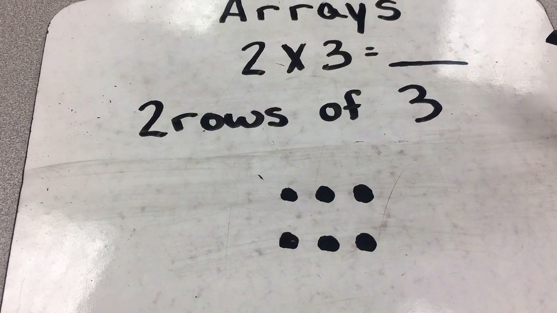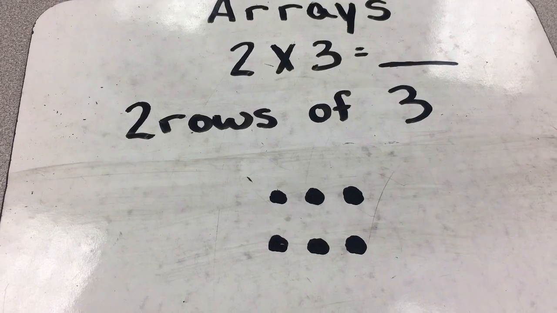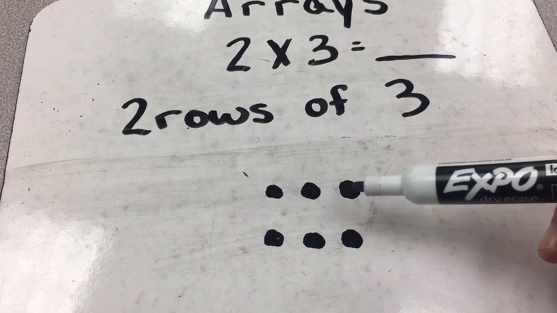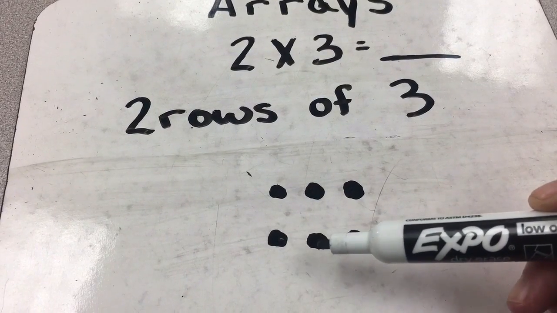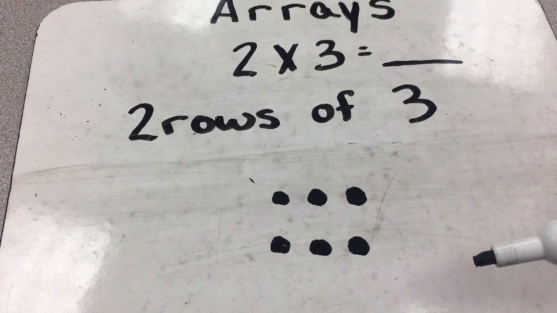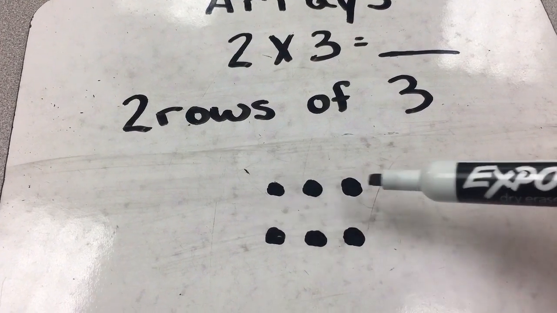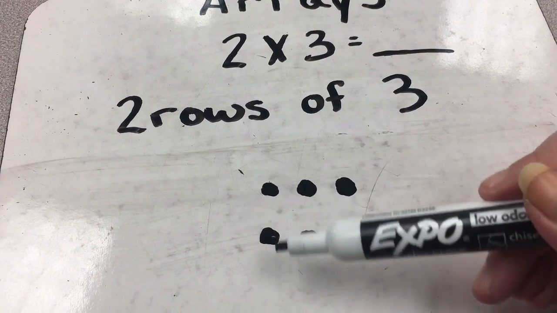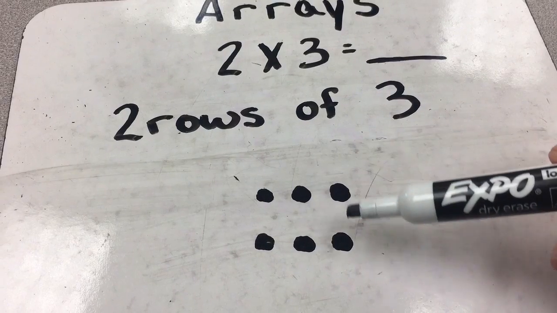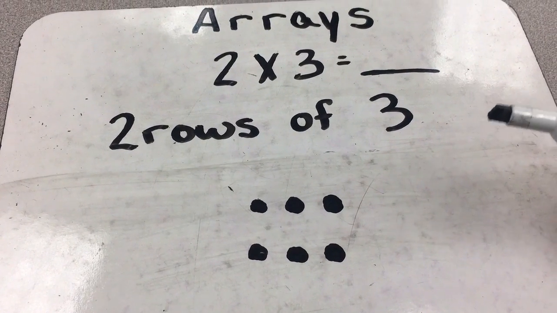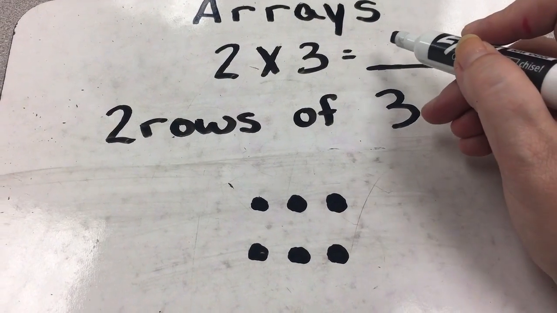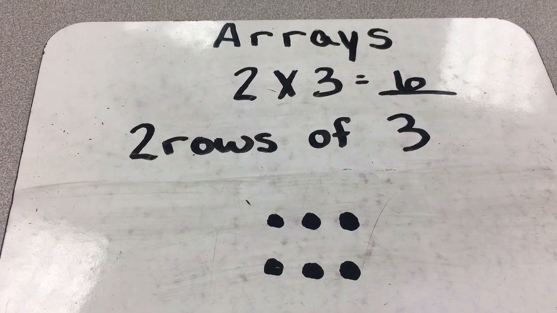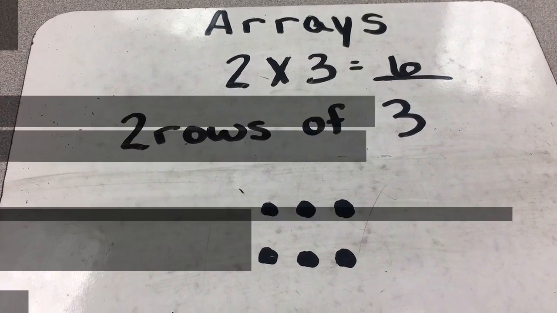Now, remember, some students will need to count each dot individually. 1, 2, 3, 4, 5, 6. Some students may choose to say 3, 6, and others may choose to say 2, 4, 6. Either way, they're going to get the same answer, which is 6. 2 times 3 equals 6.